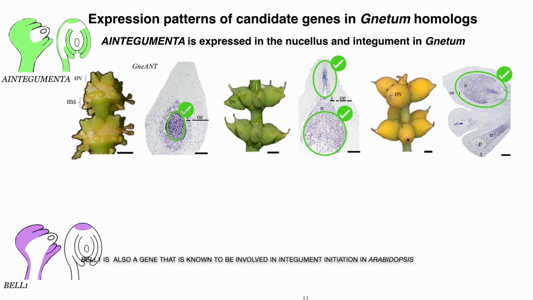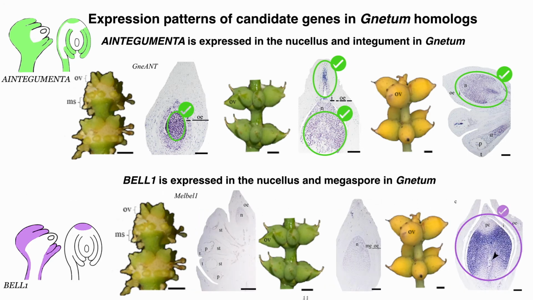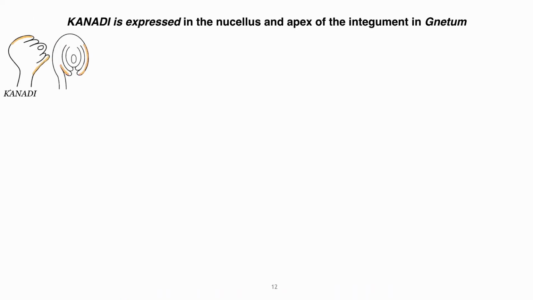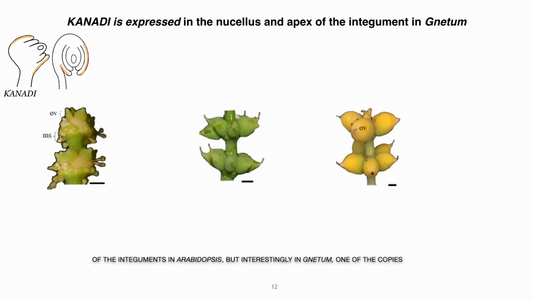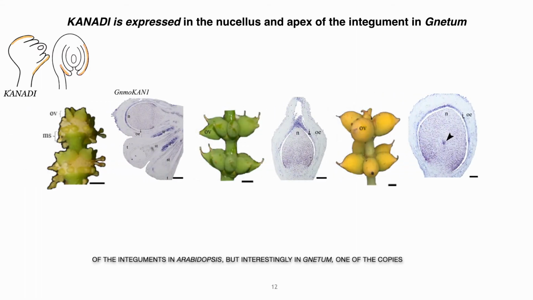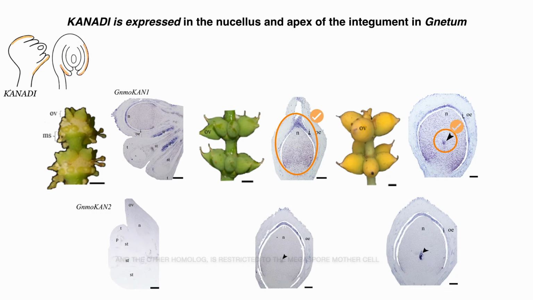BEL1 is also a gene that is known to be involved in integument initiation in Arabidopsis and integument development. And in Gnetum, we saw expression in the nucellus as well as in the megaspore mother cell. Canary genes are very well known for their function in the abaxial-adaxial identity of the integuments in Arabidopsis. But interestingly, in Gnetum, one of the copies is expressed throughout the nucellus and the megaspore mother cell, and the other homologue is restricted to the megaspore mother cell and the apical region of the integument.